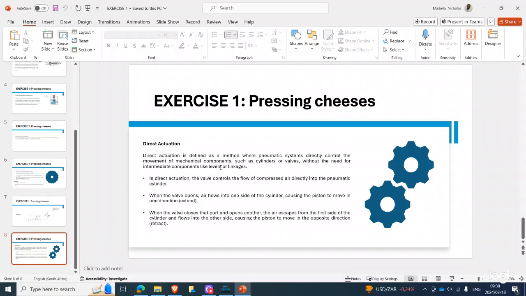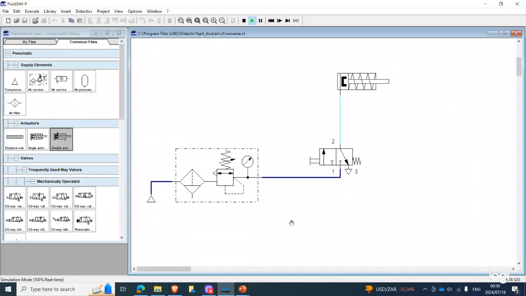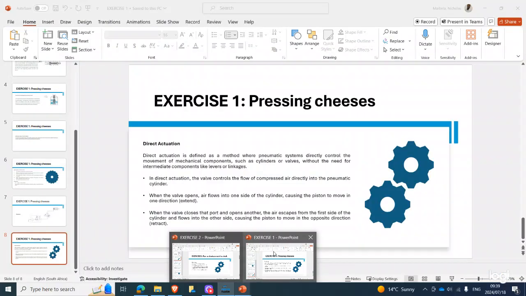If we go back to the previous exercise, that is an example of direct actuation, because to supply air into the cylinder, we're directly using the push button without having any components between the push button and the actuator. So that's an example of direct actuation.